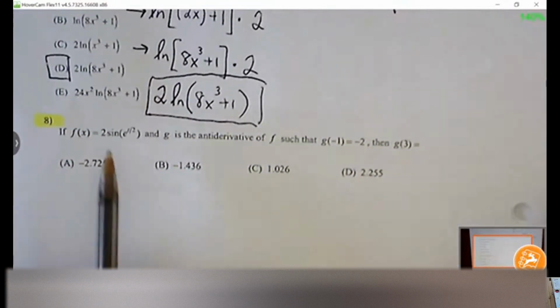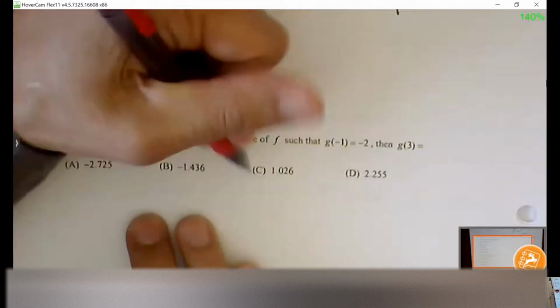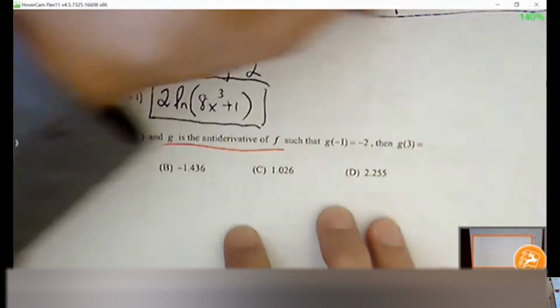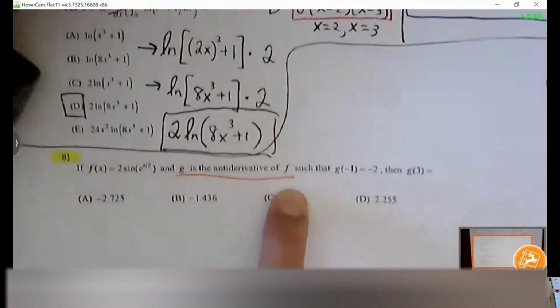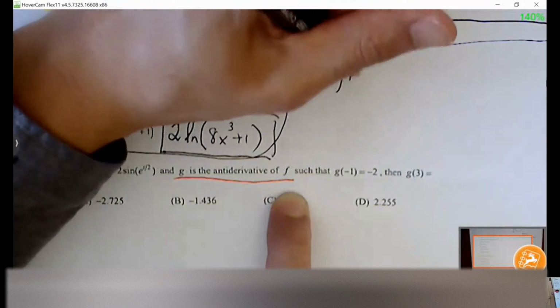We have f of x is 2 sine of e to the t over 2. This is going to be a calculator question. It says g is the antiderivative of f. So I'm going to underline that, and we're going to explore what that means. I'm going to just write out exactly what it says here. It says g is the antiderivative of f.